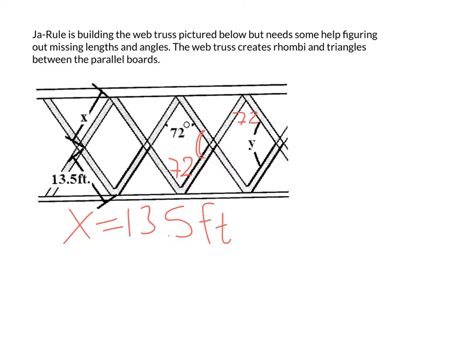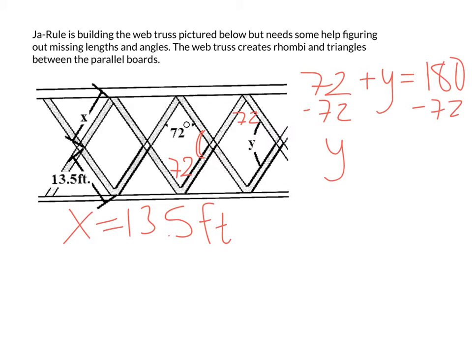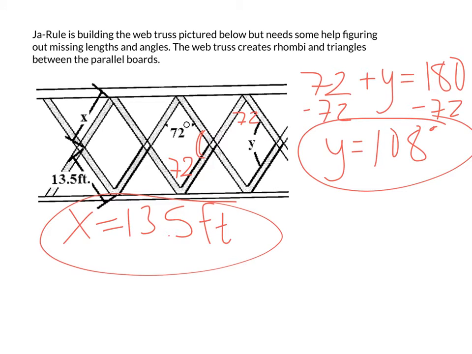Why don't we work within one rhombus? 72 plus y is equal to 180. And I can just go ahead and subtract the 72. Y is going to equal 108 degrees. And I got my x. Awesome! That was quite exciting.